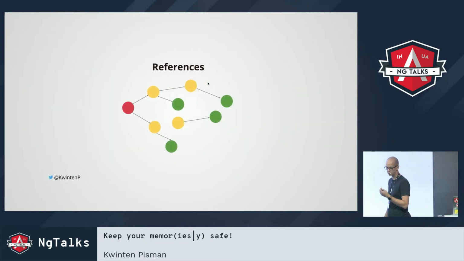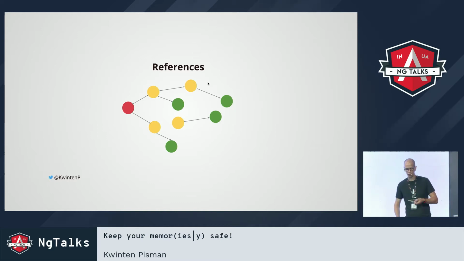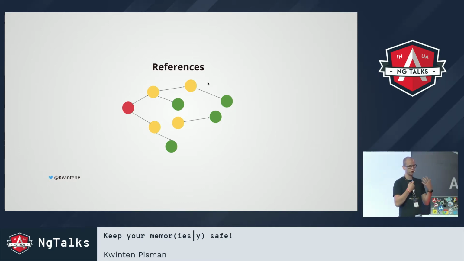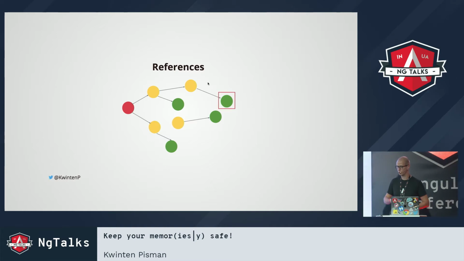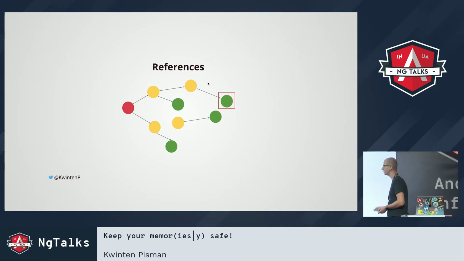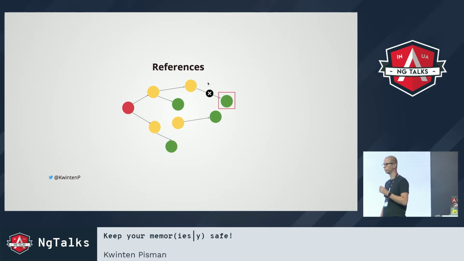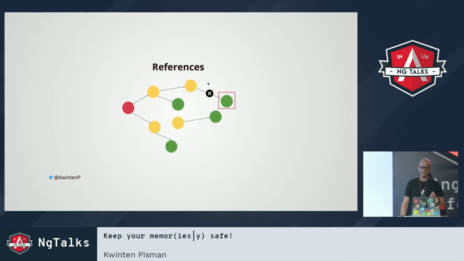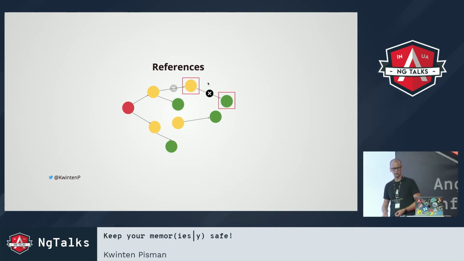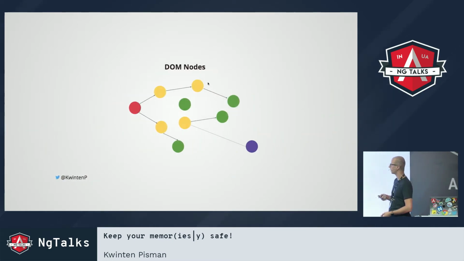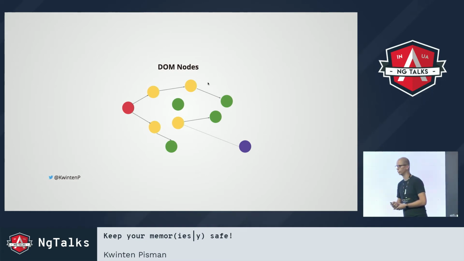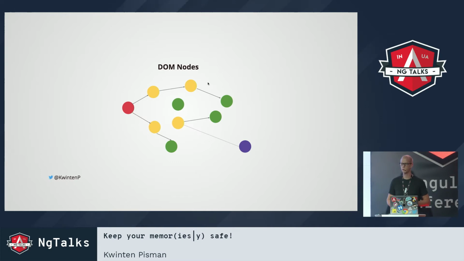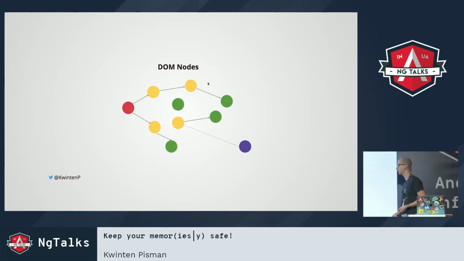So for example, when we talk about references, that's one of the sources of memory leaks. If we want to remove that green node from memory, we need to make sure that there's no reference anymore to the green node. Otherwise, it will not be considered garbage by the garbage collector, and it will not be freed up, and that's a memory leak. Same for the yellow node. We can also have references to DOM nodes. If you have a reference to a DOM node, it is also impossible to clean up that memory. So that's something we have to keep in mind.